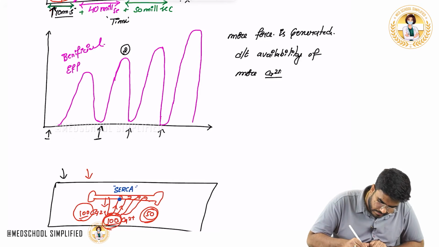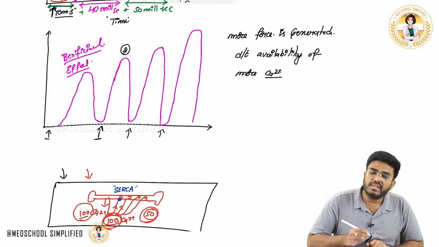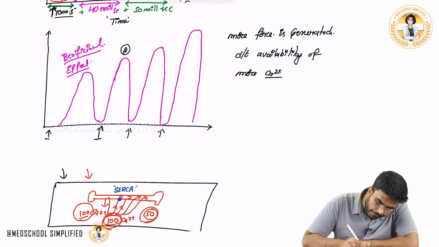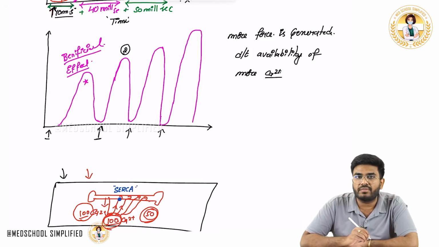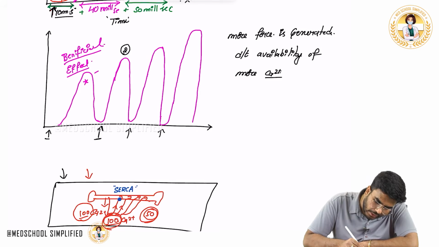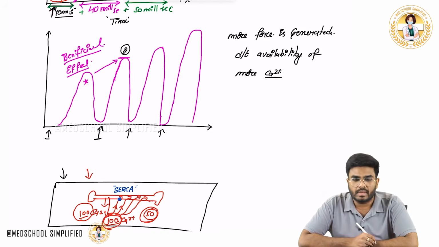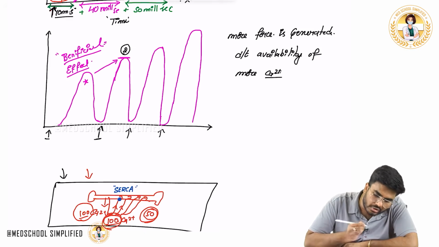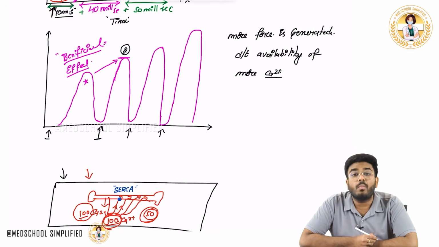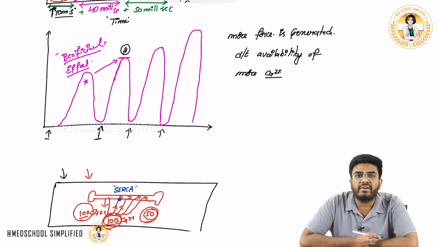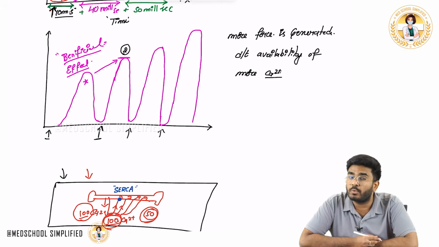Beneficial effect of calcium. So what is the beneficial effect of calcium? When compared to the first muscle twitch, the force generated by the second contraction is greater. Why? I have told you, it is because of the beneficial effect of the calcium. More calcium is available. Calcium hasn't gone back into the sarcoplasmic reticulum. So more calcium available means more powerful contraction.